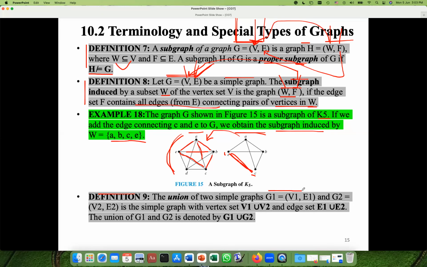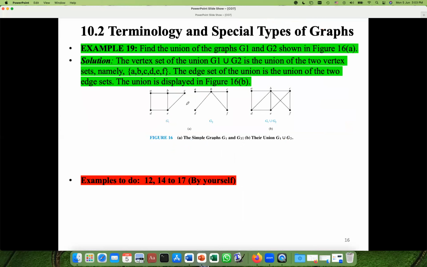If one graph G1 has vertex set V1 and edge set E1, and another one G2 has vertex set V2 and edge set E2, then their union of vertices would be V1 union V2, and their union of edges would be E1 union E2. And after doing that, you can finally say G1 union G2. Okay, let's see, moving on.